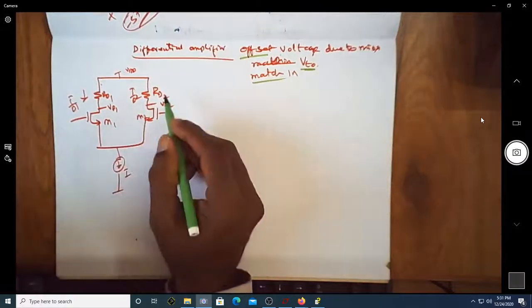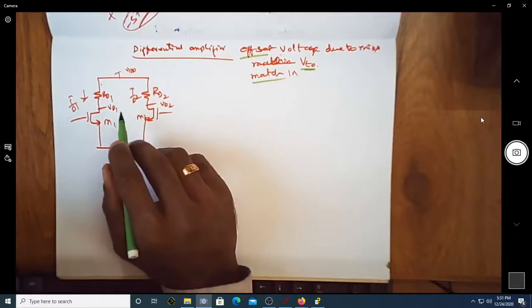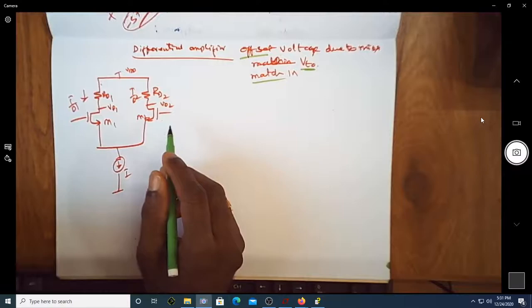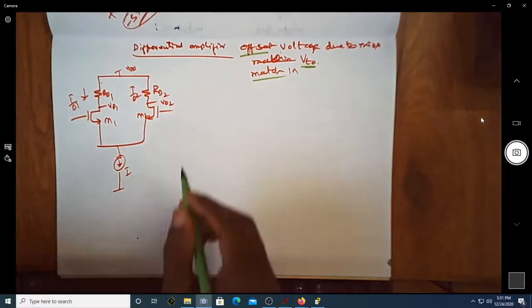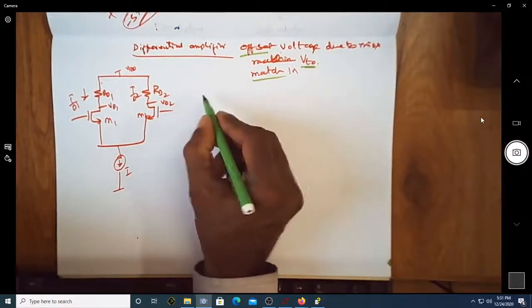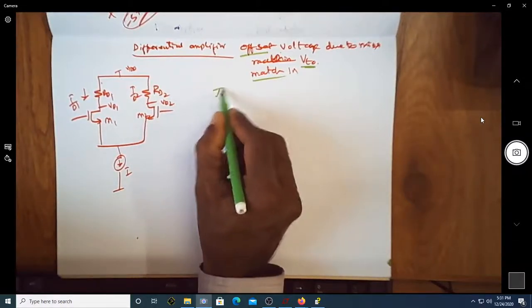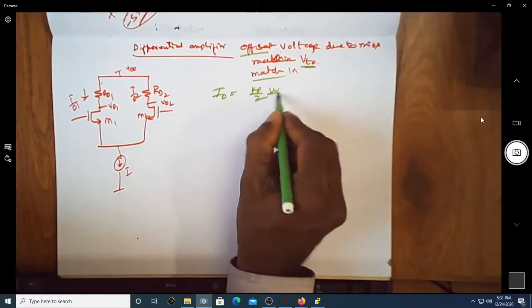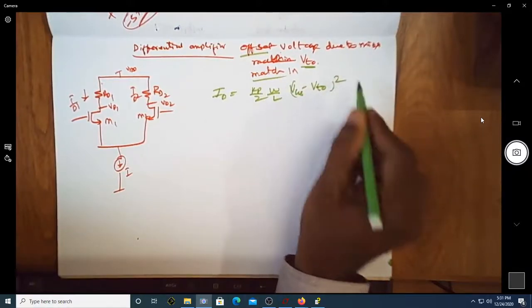So in this particular video we will see how the threshold voltage of the MOSFETs, if there is a mismatch in the threshold voltage, is going to affect the offset voltage, and what input offset voltage should be supplied so that we can overcome that output offset voltage. So we know that the drain current flowing through the MOSFET is given by the ID sat expression, which is Kp/2 W/L (VGS minus VTO) whole square.